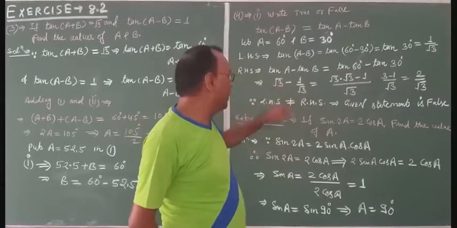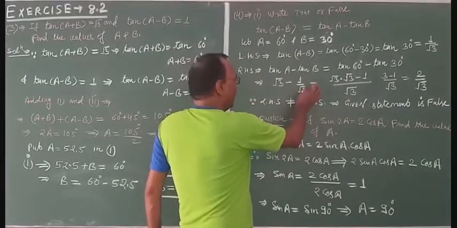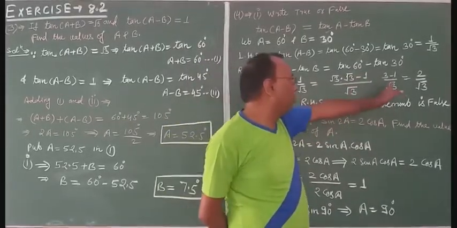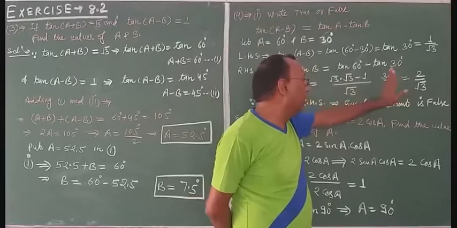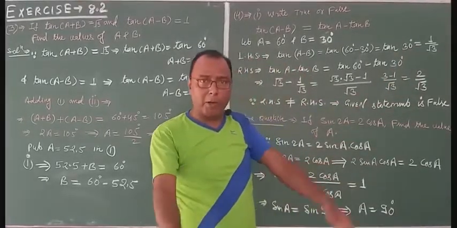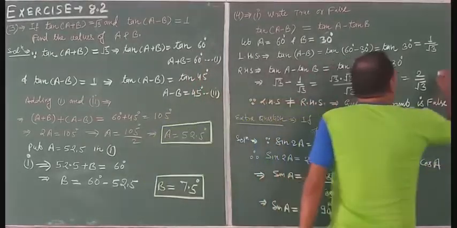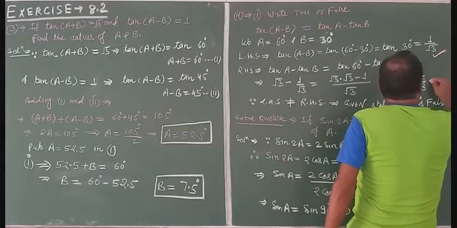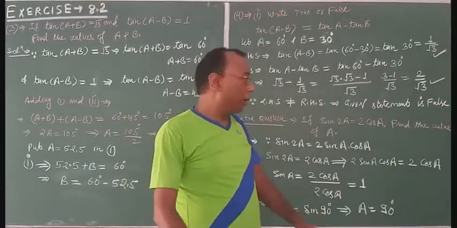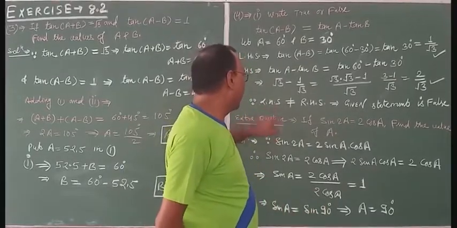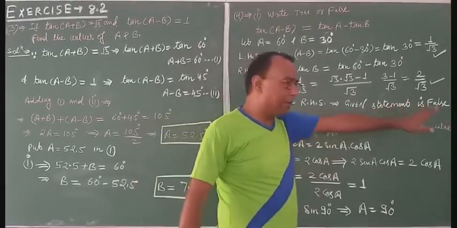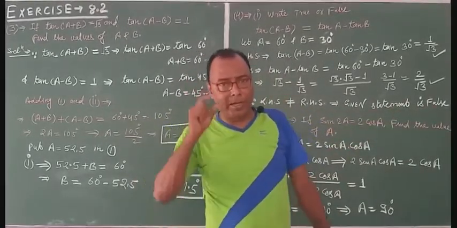Now we will take the LCM. Under root 3 into under root 3 minus 1, upon under root 3. Under root 3 into under root 3 is 3, minus 1 is 2, so 2 upon under root 3. So the value of the right hand side is 2 upon under root 3, and the value of the left hand side was 1 upon under root 3. Just look at both sides. Are they equal? They are not equal. Since the left hand side is not equal to the right hand side, the given statement is false.